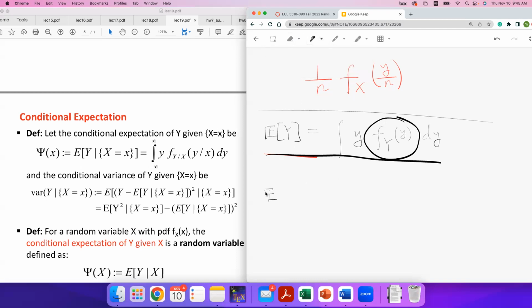But now for this conditional expectation of Y given the realization of X, it is defined as follows. Still, we are computing a certain expectation on Y. So we are still integrating Y times, but we are conditioning on X. So we need to weight each realization of Y by such a conditional probability density.